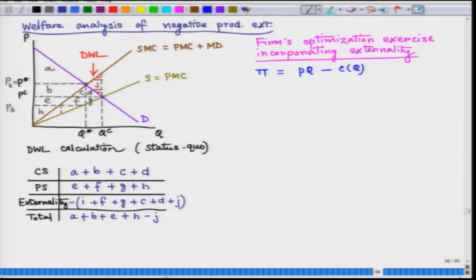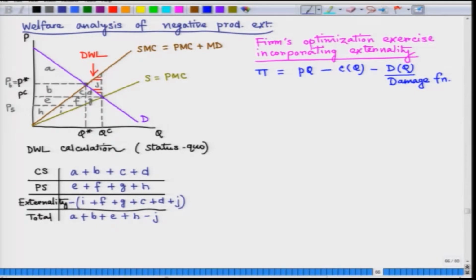firm generates the negative production externality, we also have to deduct the damage cost which is imposed upon the society from the production and consumption of this commodity. So, this is basically my damage function, right. We have seen the diagram for the marginal damage function, we have assumed particular shapes for that. So, this is basically my total damage function.